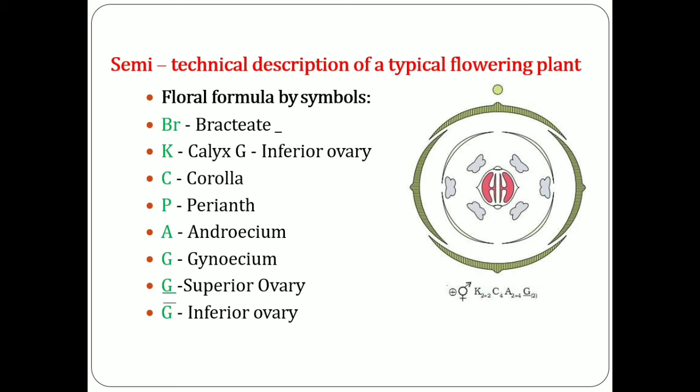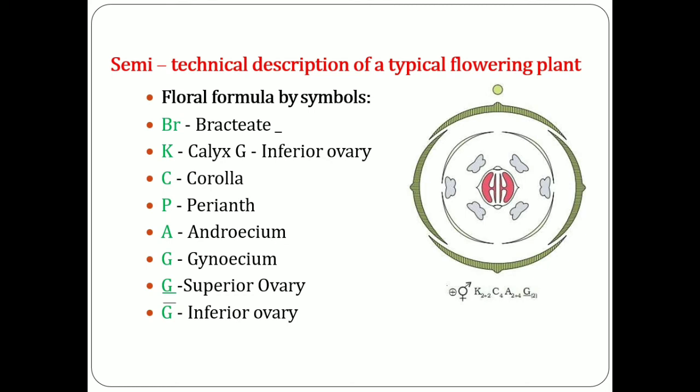The floral formula is represented by some symbols. In the floral formula, Br stands for bracteate, K stands for calyx, C for corolla, P for perianth, A for androecium and G for gynoecium, G with a line below for superior ovary and G with a line above for inferior ovary, male sign for male, female sign for female, bisexual sign for bisexual plants, circled plus sign for actinomorphic and percentage sign for zygomorphic nature of flower. Fusion is indicated by enclosing the figure within brackets and adhesion by a line drawn above the symbols of the floral parts.